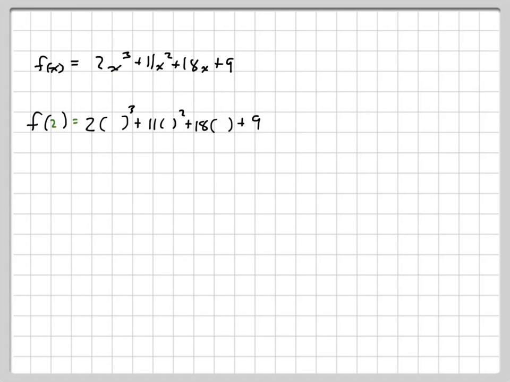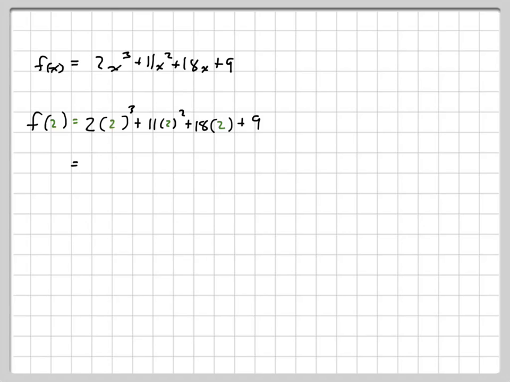Now, whenever you plug numbers into a function, I like to take the variables out and put parentheses in the place of the variables. Then you can just throw in the number that you're plugging in. You can plug 2 in there, 2 in there, 2 in there. Okay? And then, what do you do next? When you think of the order of operations, what's the next thing you do?